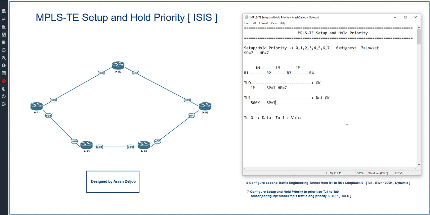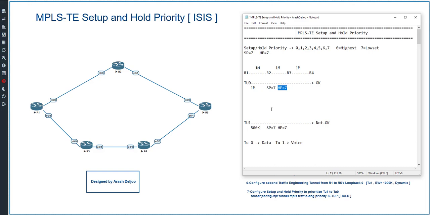Okay, but first we need to understand what the hold priority is. As I mentioned before, the setup priority is only the priority when we are setting up the tunnels. Okay, and after the first initiation, after the establishment of the tunnel, we have another priority for the tunnel, the hold priority. This means that assume that we don't have tunnel 1, okay, and we have only tunnel 0.